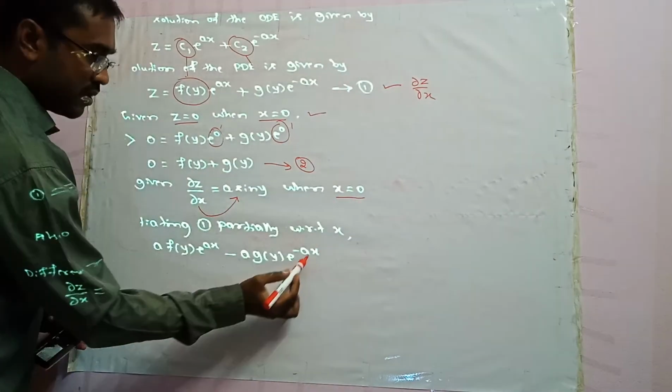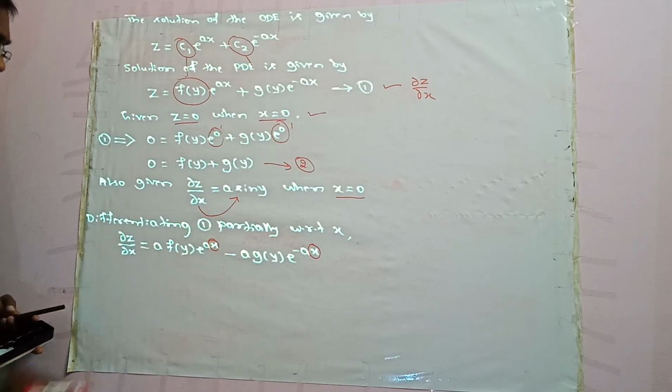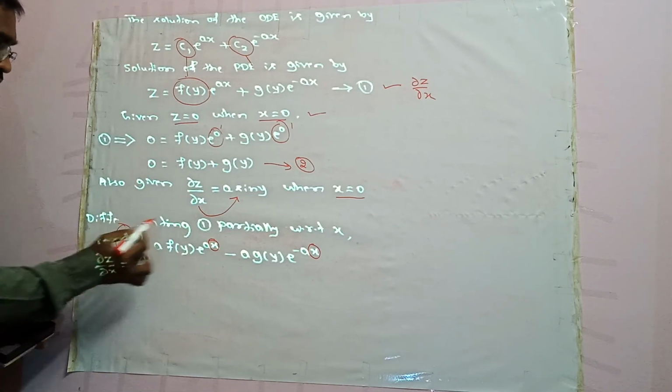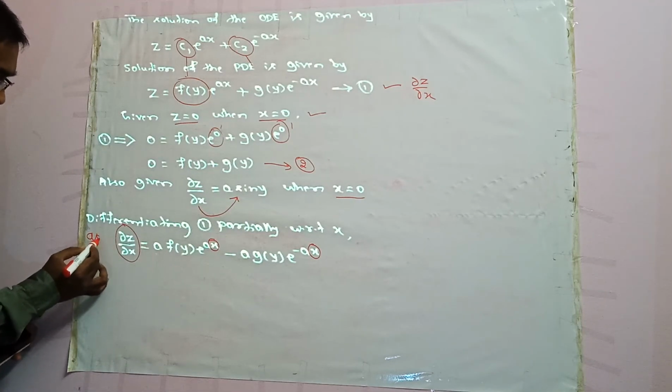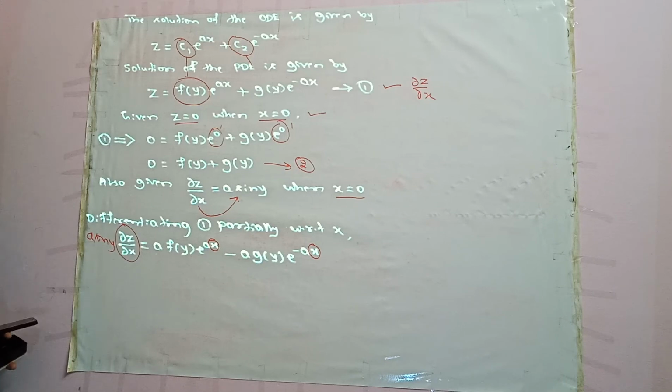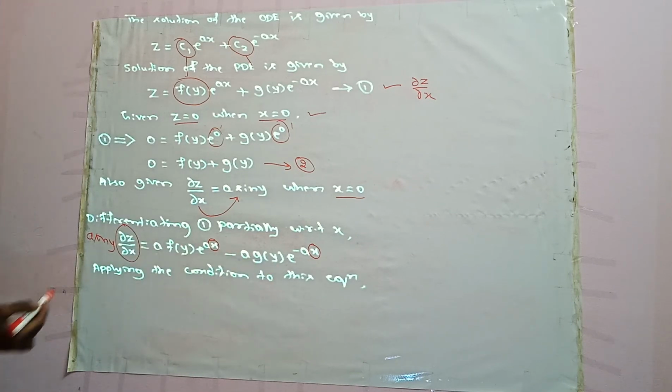Wherever x is there, we put 0. And in the place of dou z by dou x, we put a sin y. Let us put now. Applying the condition to this equation, what do you get?